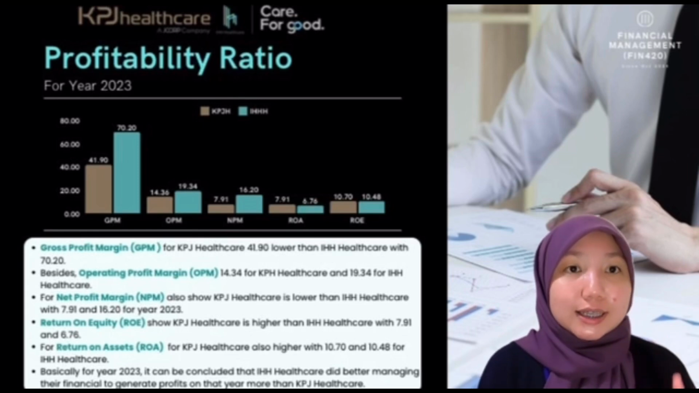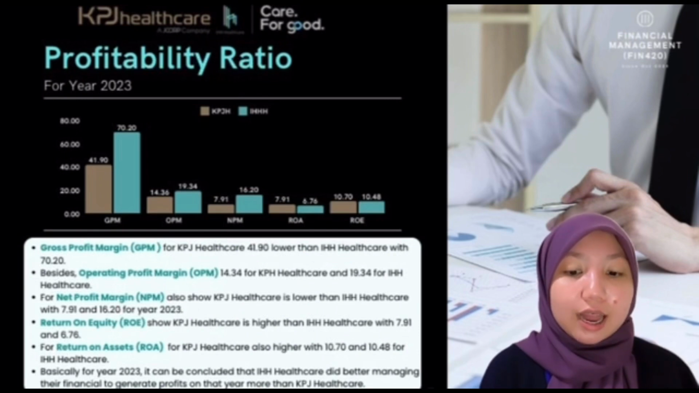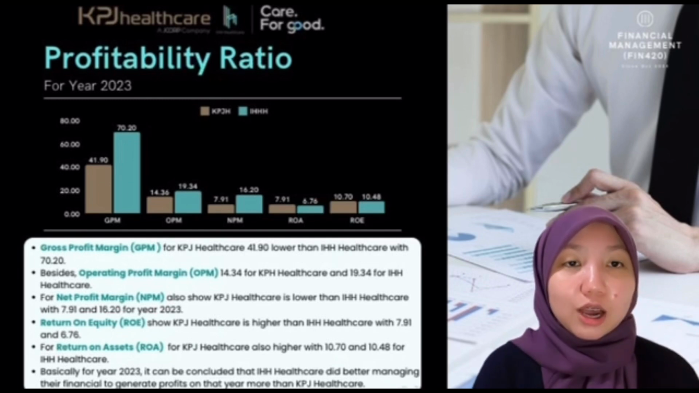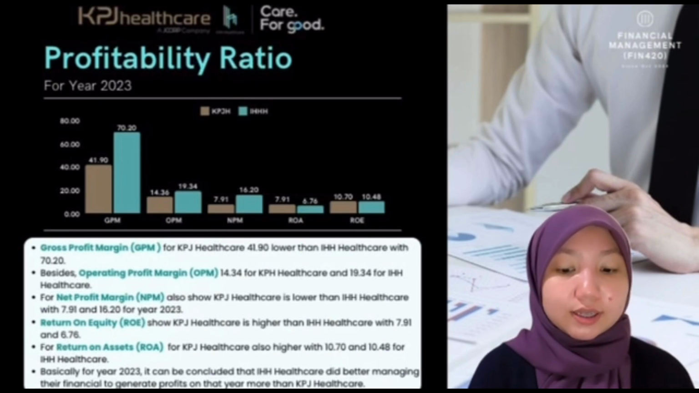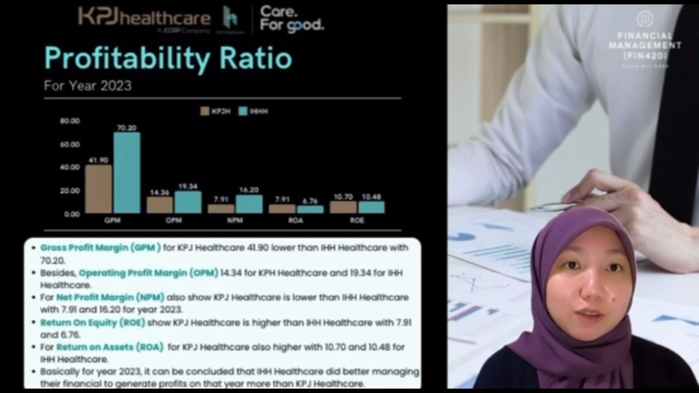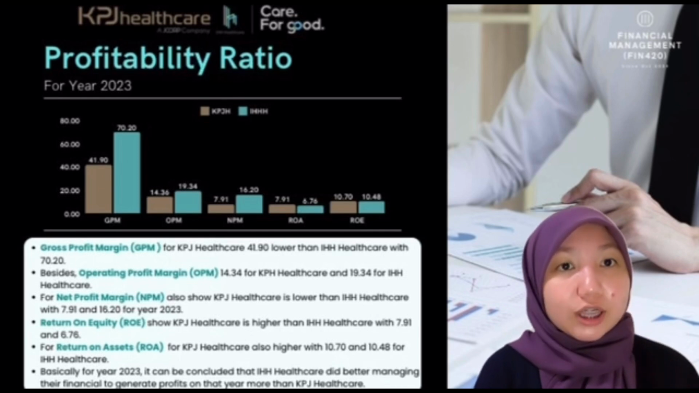Gross profit margin measures the profitability of a company's core business operation. IHH Healthcare has a significantly higher GPM, 70.20% compared to KPJ Healthcare, 41.90%. Operating profit margin indicates the profitability of the company's operation after deducting operating expenses. Again, IHH Healthcare has a higher OPM, 19.34% compared to KPJ Healthcare, 14.34%.